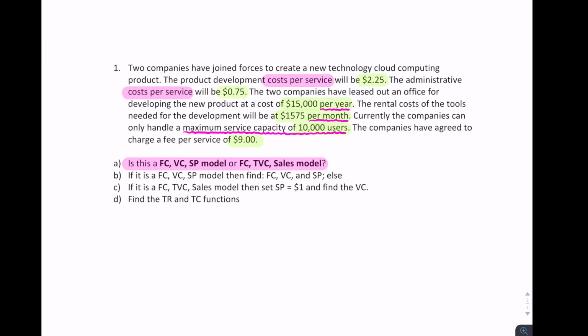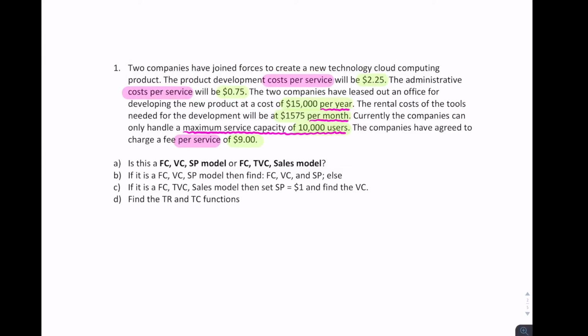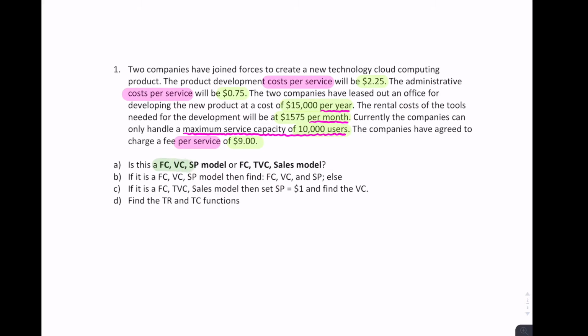Now they decide that they will agree to charge a fee per service of $9. And again, I want to highlight for you, per service. So we had costs per service, and now for the selling, they're charging customers again per service. So which model is this? Well, the model is fixed costs are given, the variable cost, remember, is per one item, and the selling price per one item. So that is the model given.